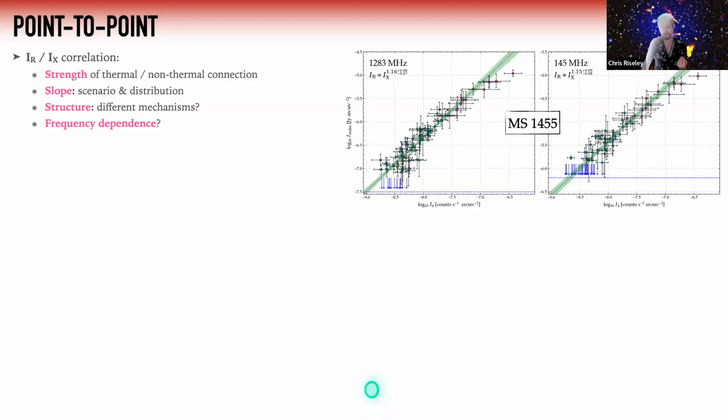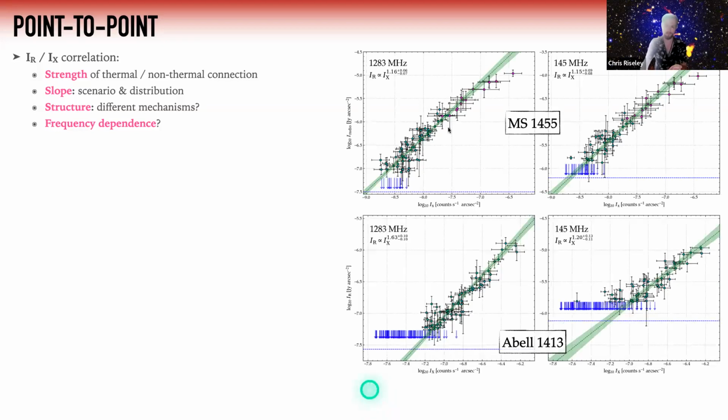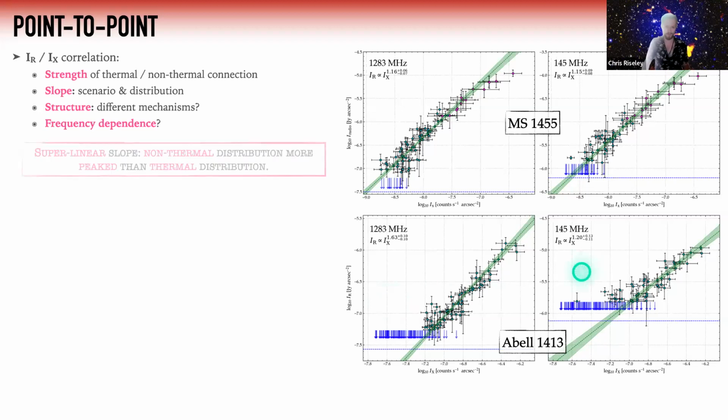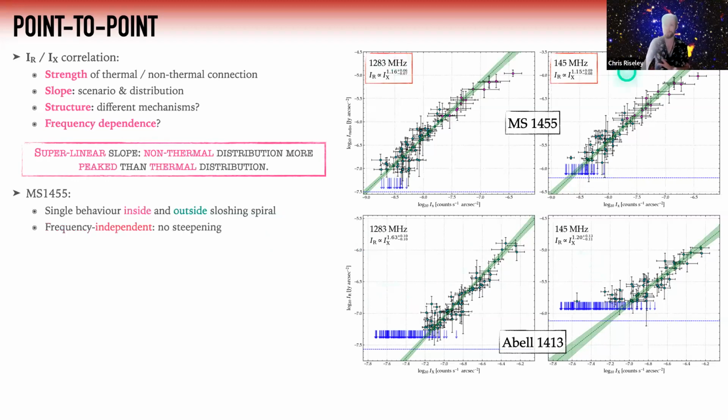And so these are the point-to-point correlations for MS 1455 on top and Abell 1413 on the bottom. Always MeerKAT on the left, LOFAR on the right. And don't strain yourselves too much to read the numbers. You can go and look at them in the papers. But for both clusters, we're seeing a superlinear slope, which means that the non-thermal distribution is more peaked than the thermal distribution. For MS 1455, the numbers are the same at both frequencies. It's frequency independent, which means that we don't see a spectral steepening.